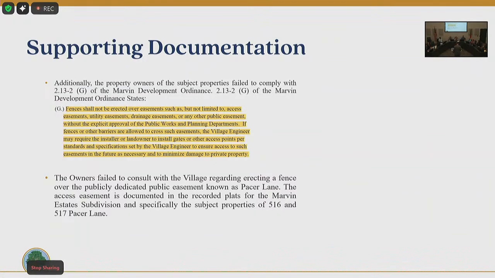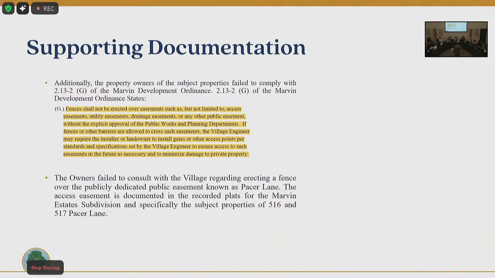Just going back to the beginning, when did you first hear about the fence that was constructed over Pacer Lane? On or around April 26th of this year. And how did you hear about it? We were notified via just, I guess, some chatter. It was the date of the Marvin Day celebration. And then we received emails from some of the adjoining property owners the week after, asking what can be done, and the complaint was received, and then that led the village to issuing the notice of violation.